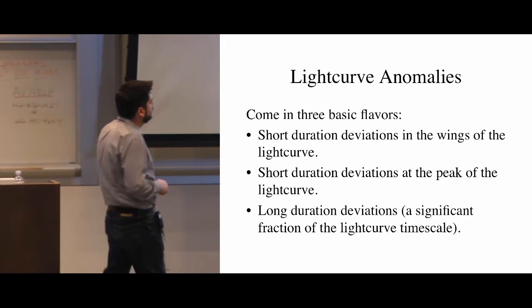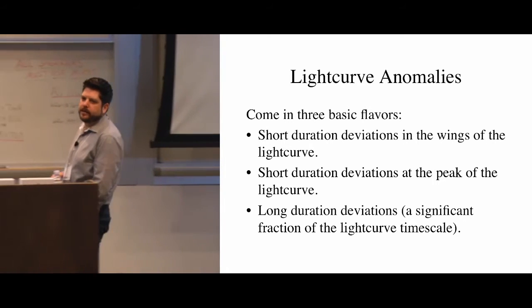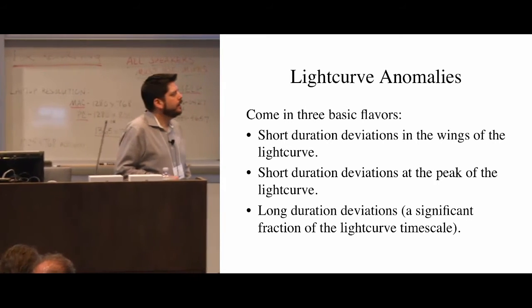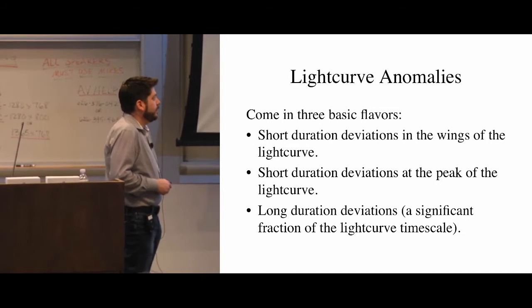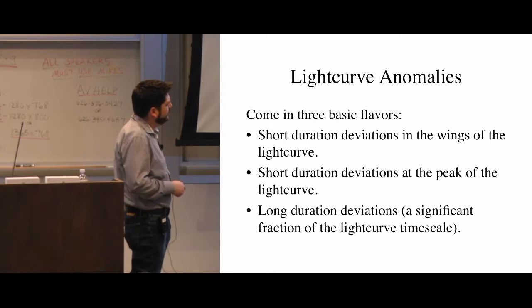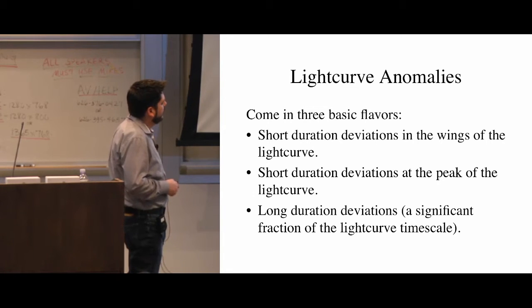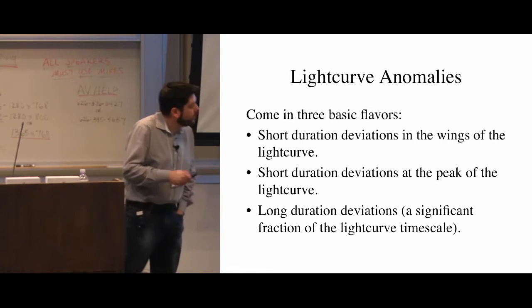There are short duration deviations in the wings of the light curve. I'm not going to define wings here precisely, but anyway, not near the peak. There are short duration deviations near the peak. Again, I'm not going to define that precisely, but with enough experience, you'll see what I'm talking about. And then you just have long duration deviations that last a significant fraction of the light curve timescale.